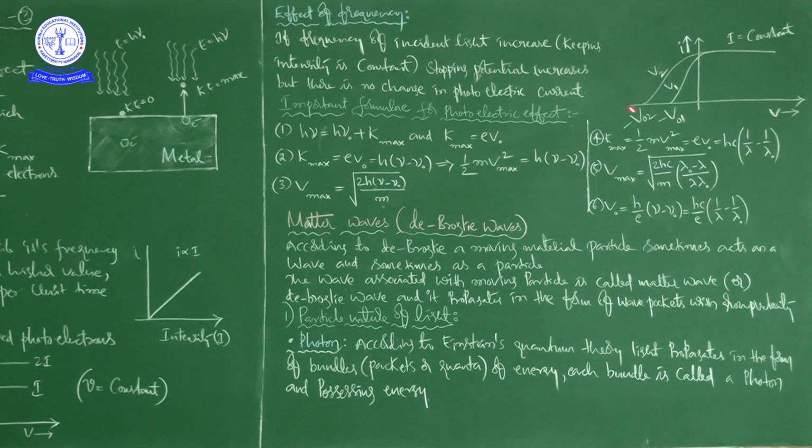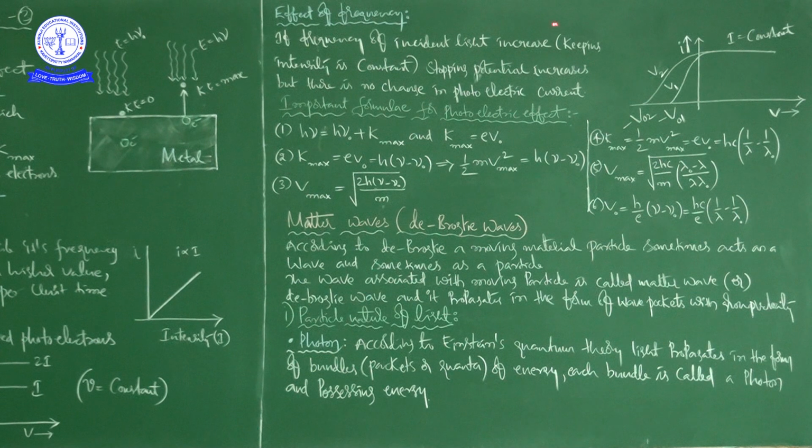You can see this one. I is constant, as I told you already. This axis is potential, and this is the frequency, not the potential. It is nu. Like this, frequency 1 and frequency 2, and this one is greater than this one, that is, nu 2 is greater than nu 1. And these are two different stopping potentials. As I already told you, if frequency changes, stopping potential changes. But intensity is constant, so there is no effect on the photoelectric current.